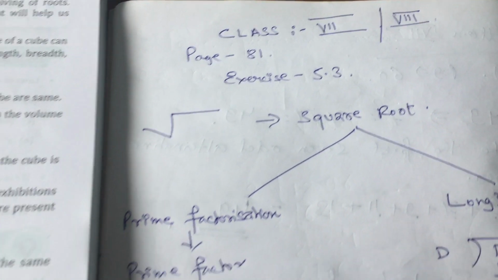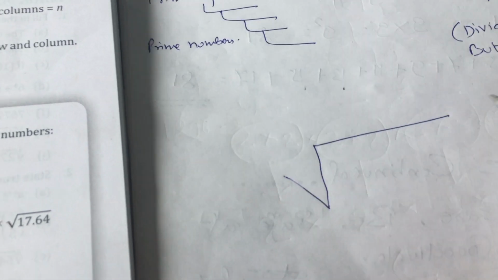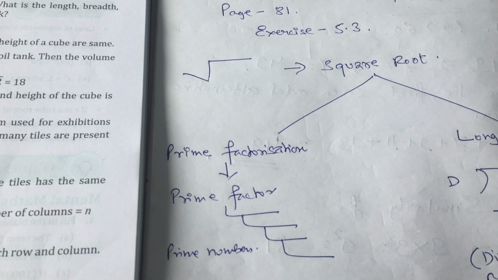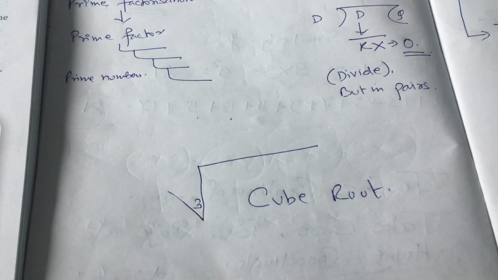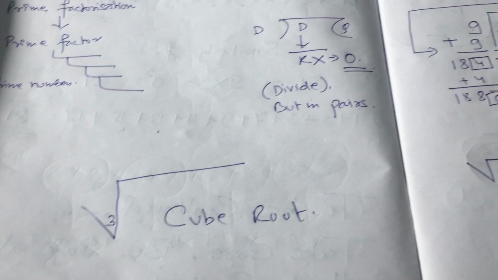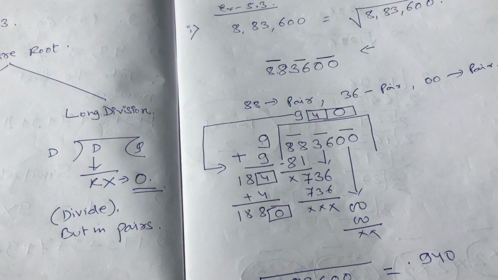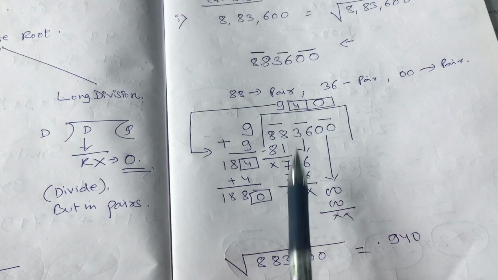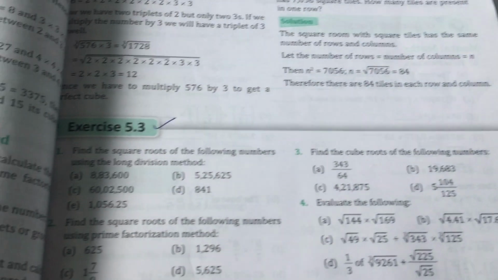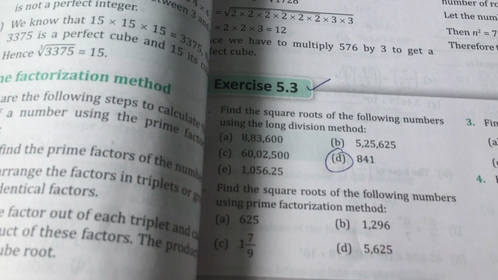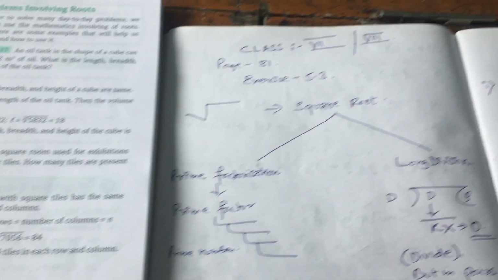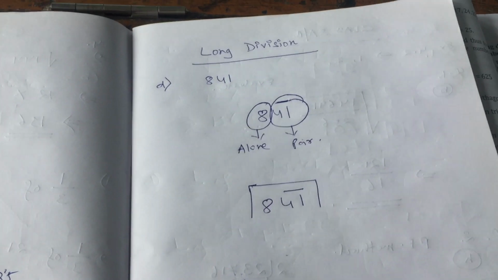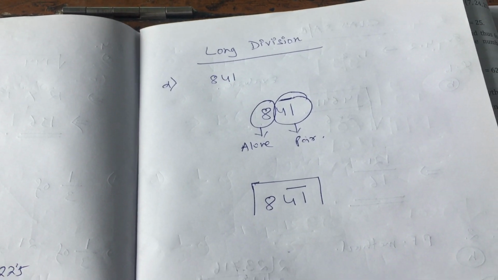This is the symbol of square root, and if a small 3 is written beside it, this is the symbol of cube root. Now I will be solving one sum of the long division method, then I will come back to this big sum. As you can see from your textbook, question number D, 841. I will be solving this 841 specially for you.